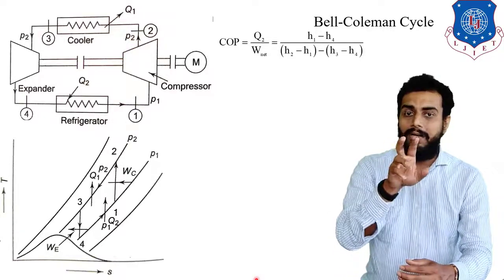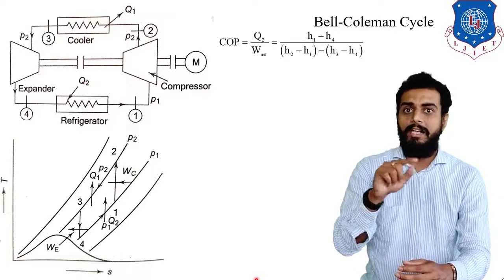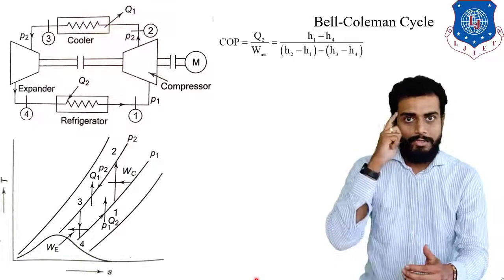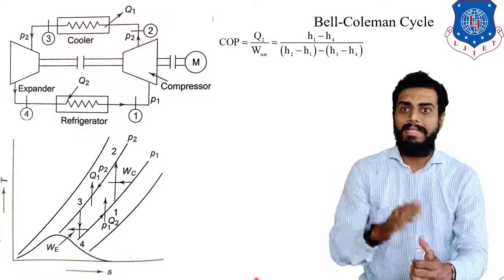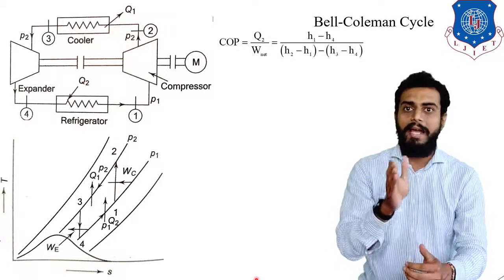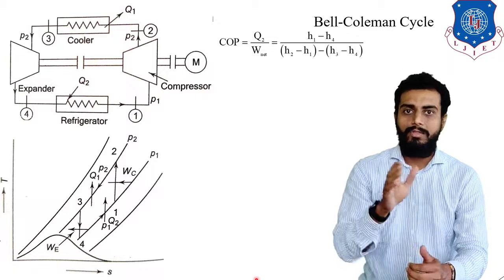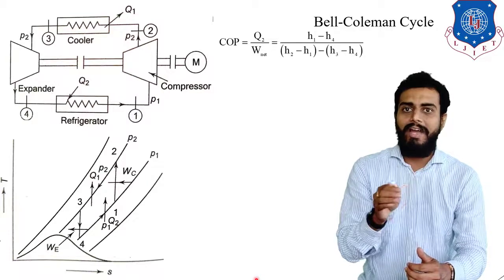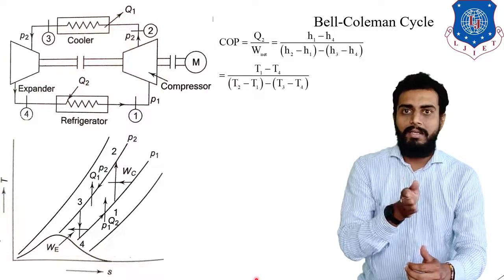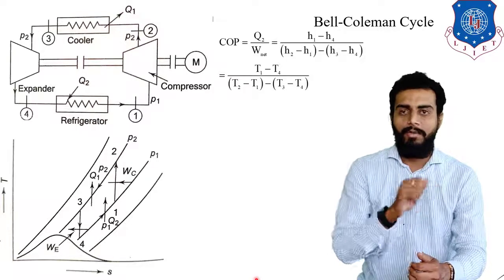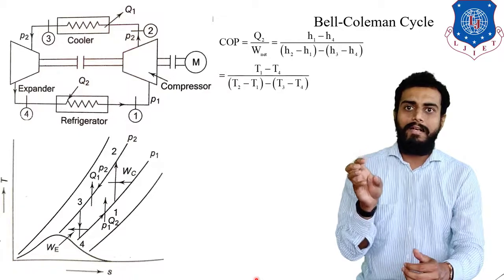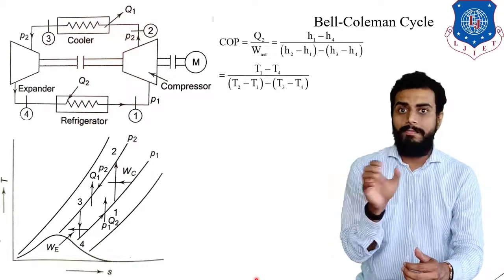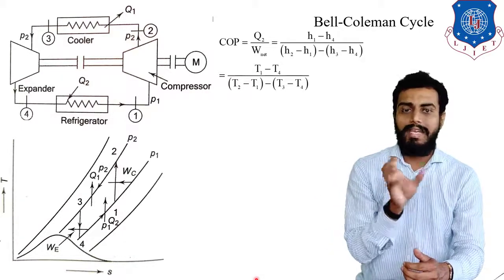Right? So I can write directly the enthalpy H in the form of temperature. Remember students, it is an ideal gas. So that is why you can write like that. Okay. So T1 minus T4 divided by T2 minus T1 minus T3 minus T4, right? So here in the denominator, what we will do? We will take T1 as common from the first term and T4 as common from the second term.